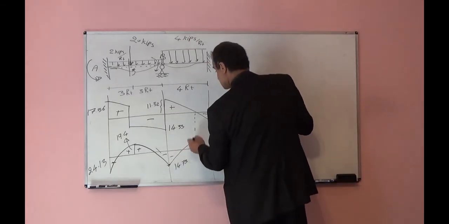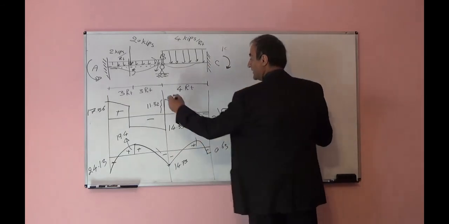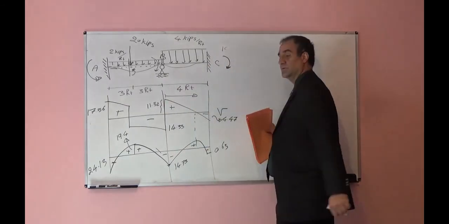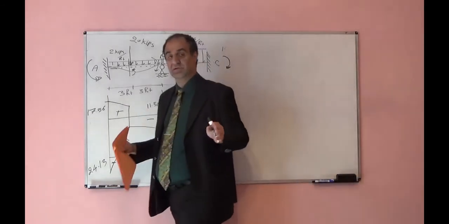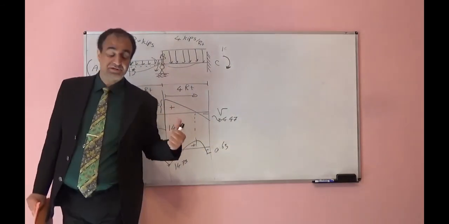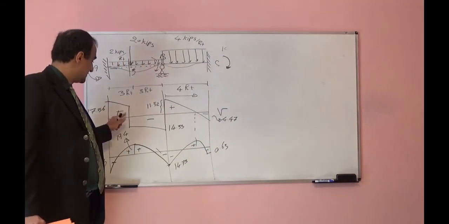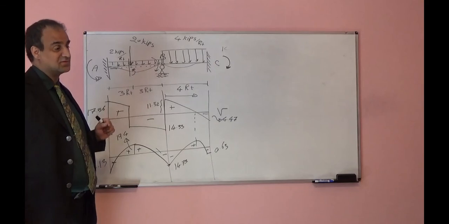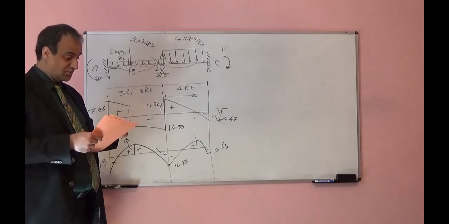You can find this magnitude because you can find where it is 0. In the shear, because derivative of moment is shear, any place where shear force is 0, we will have maximum moment.